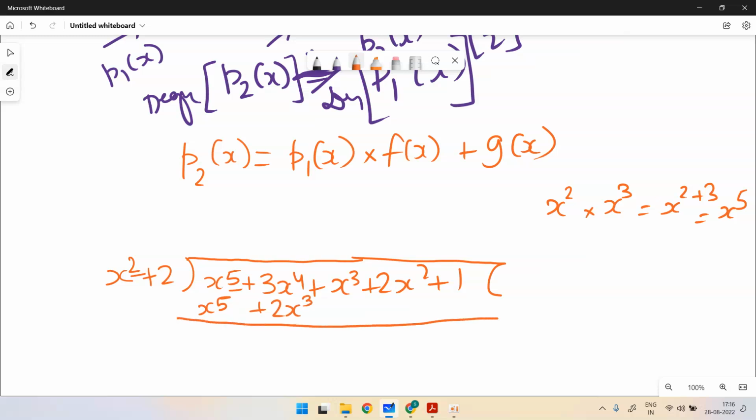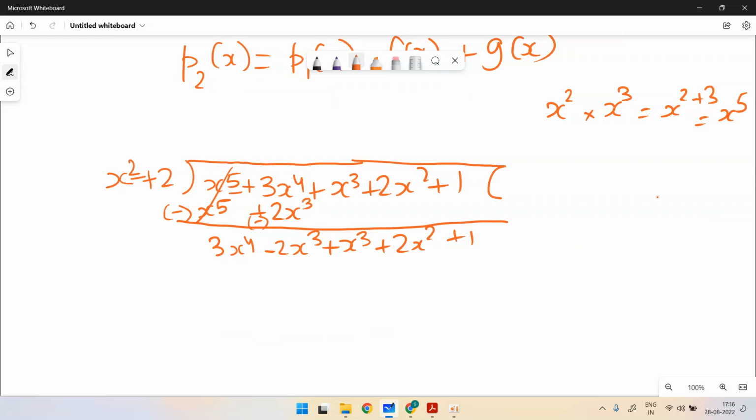So x^5 + 2x^3. Now to subtract this, the x^5 gets cancelled, and you get 3x^4 minus 2x^3 plus x^3 plus 2x^2 plus 1.